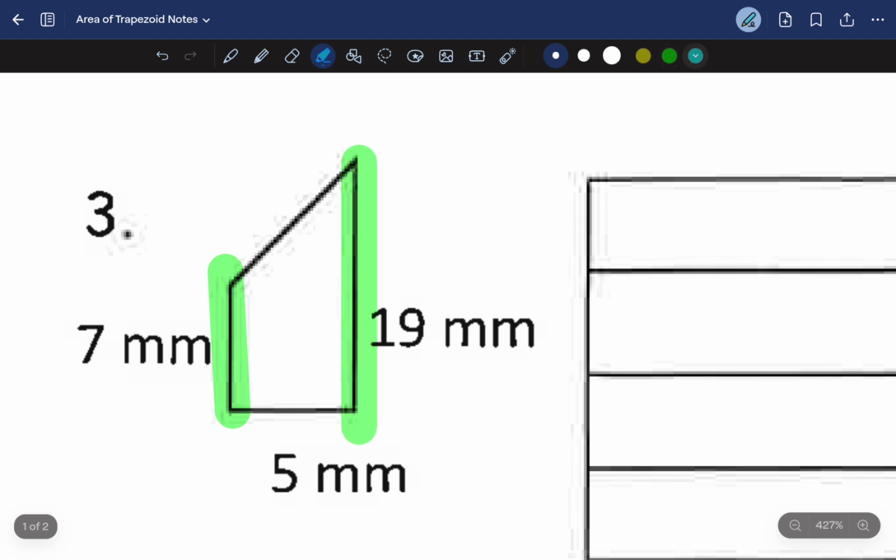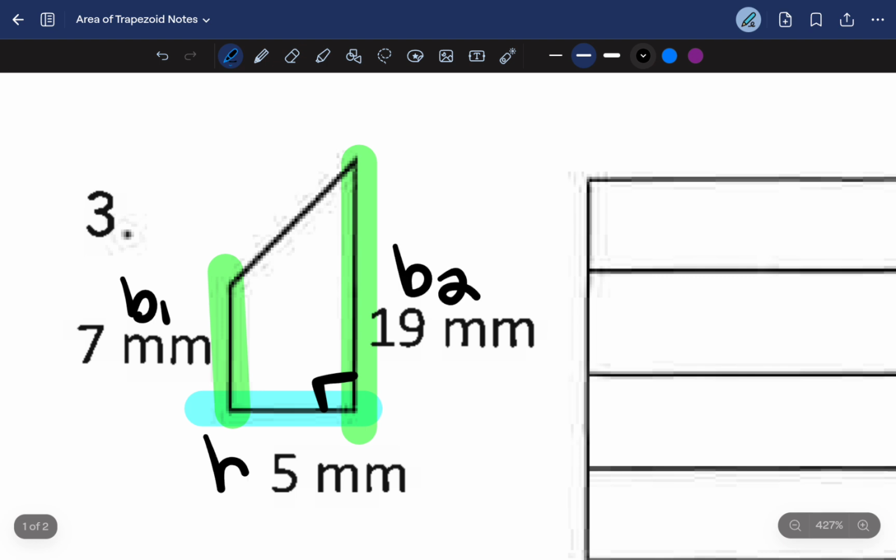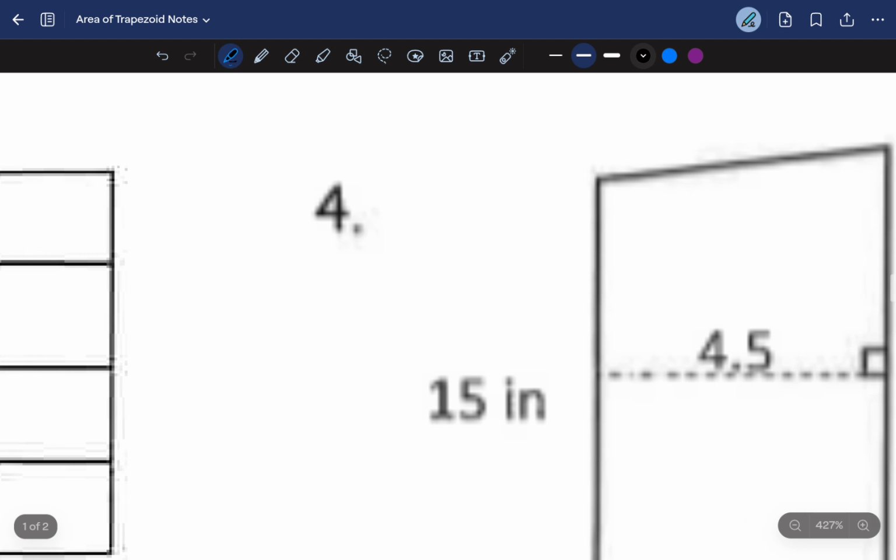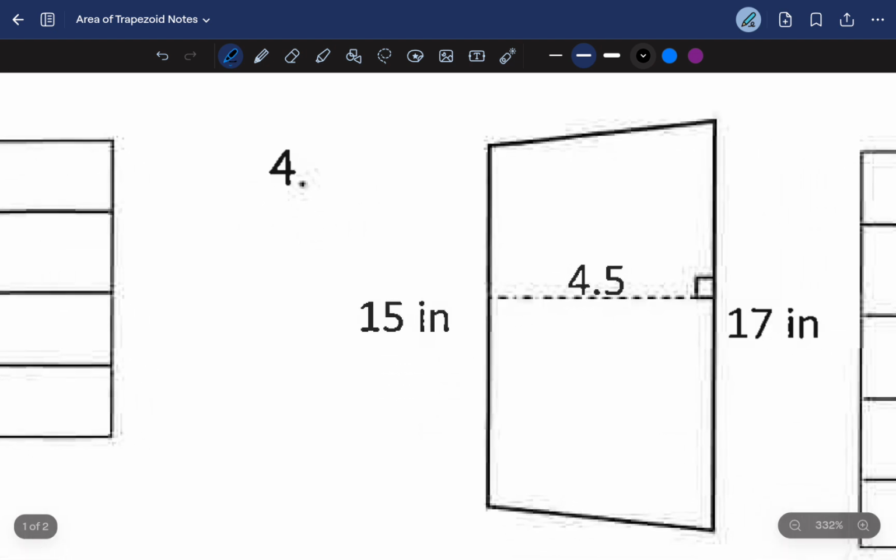And then the height in this case is going to be 5. Now there is no right angle, but if you take a look, it would make a perfect right angle. So then I would just label base 1, base 2, and then height. And then I would just plug it into my formula and solve. And then let's go ahead and take a look at this last trapezoid.